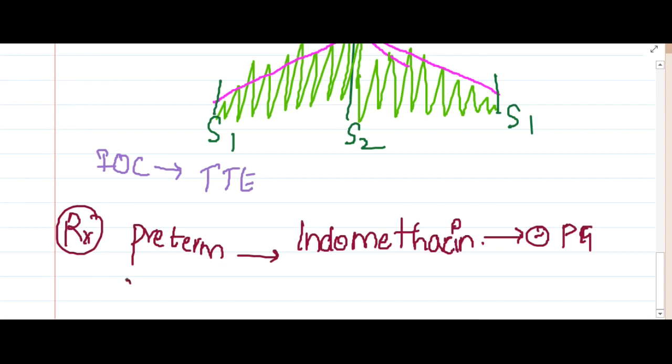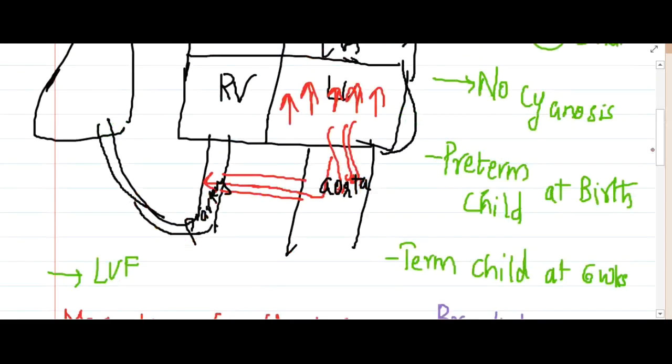Whereas in a term child, surgical ligation should be done. Okay, so this is about the patent ductus arteriosus.